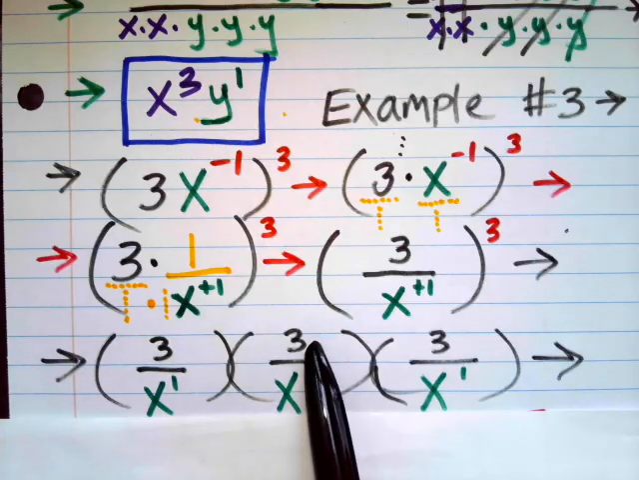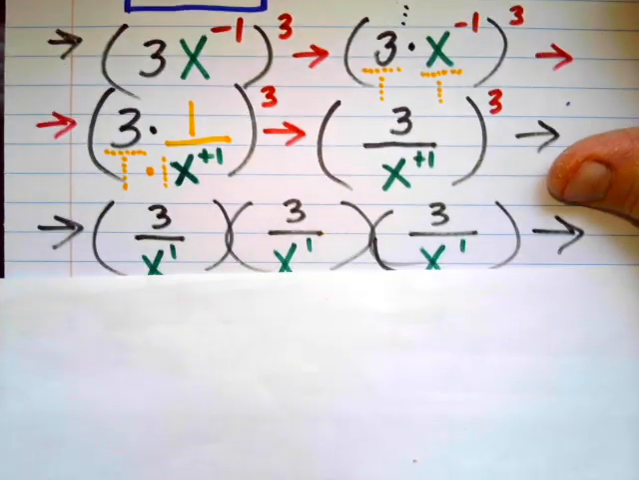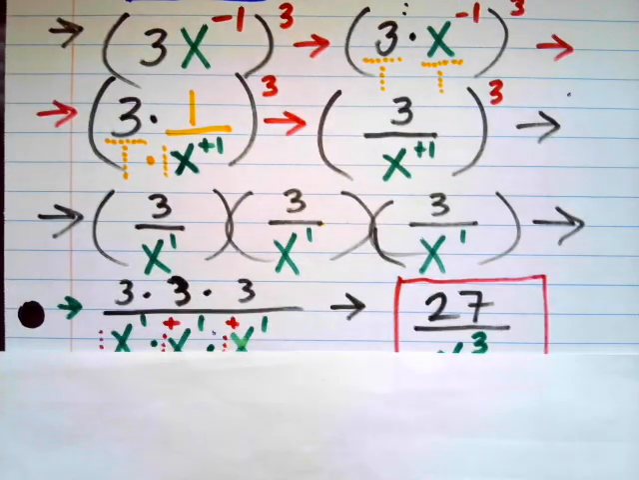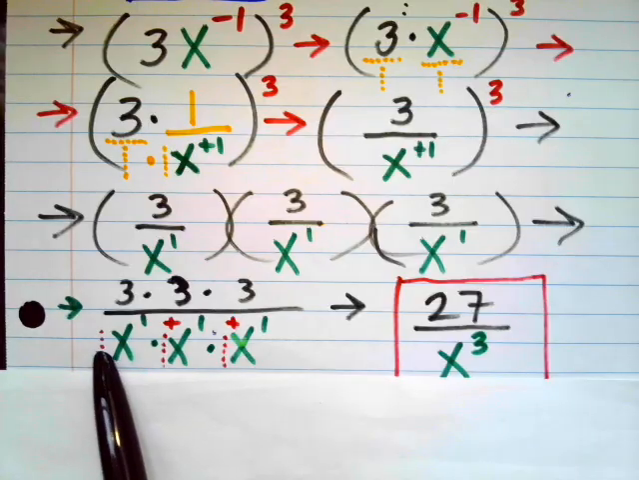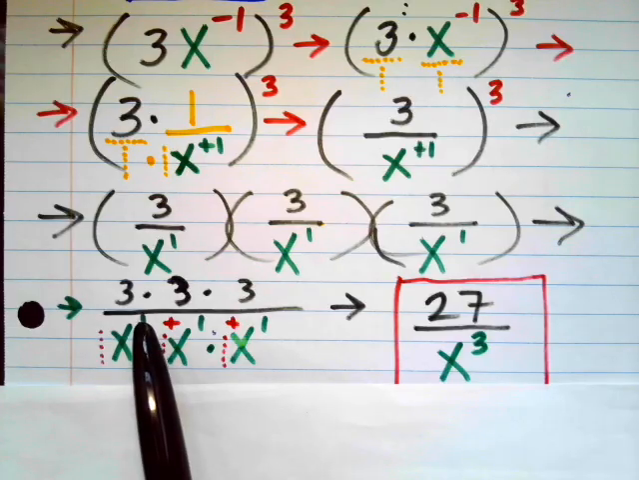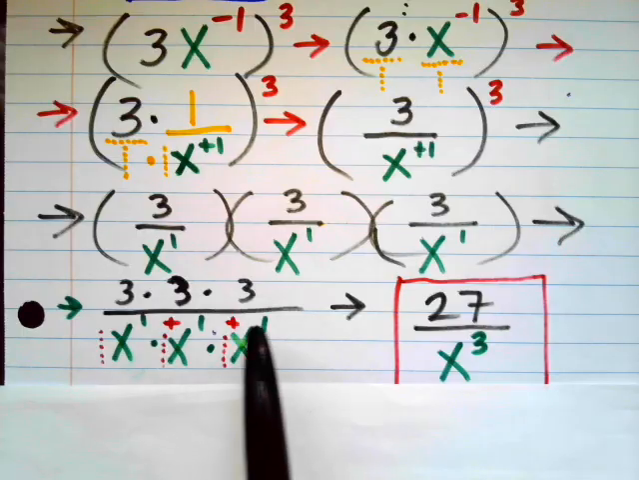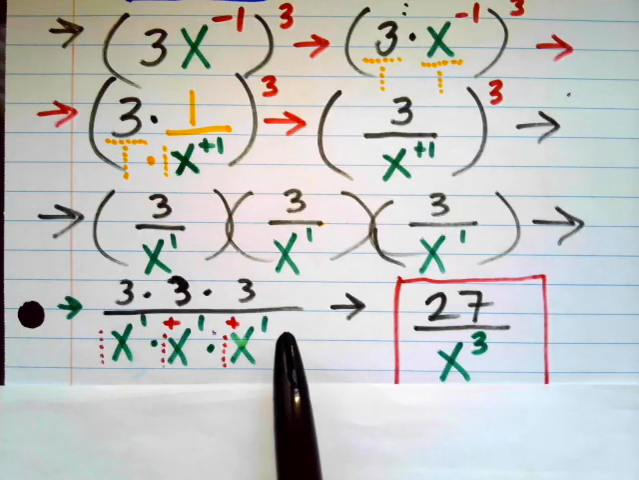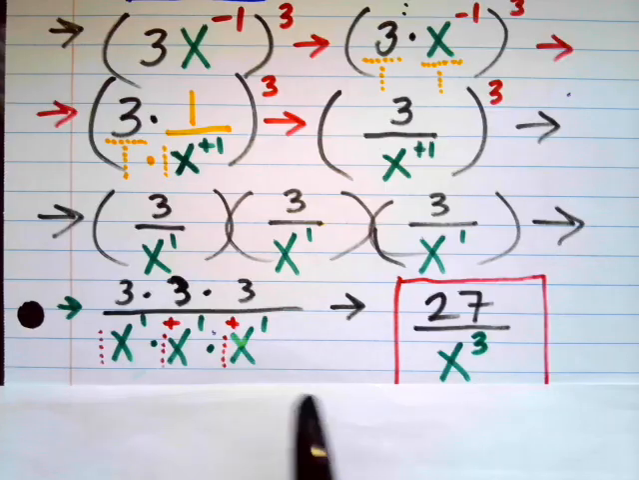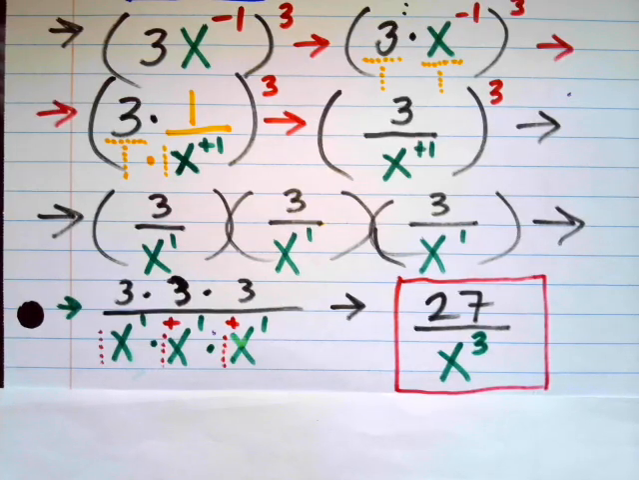So 3 times 3 is 9. 9 times 3 is 27. And of course, we have an invisible 1 times 1 times 1 is 1, x. And the rule is when you multiply the bases the same, you keep that same base, and then you add the exponents. 1 plus 1 plus 1 is 3. So for this final problem, the answer is 27 divided by x to the third power. Hey, math is easy if you take it step by step.